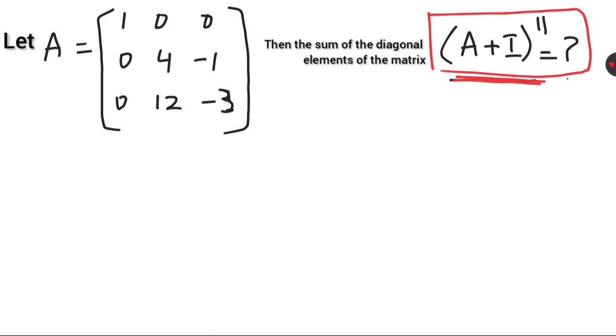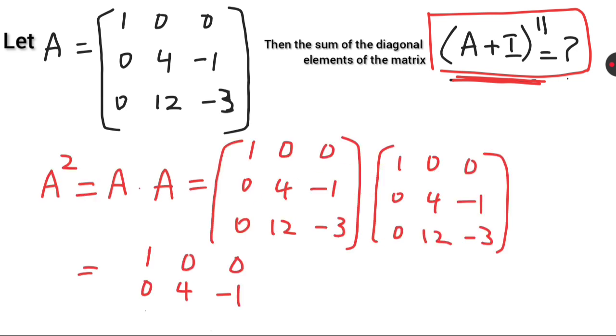So we need to find this matrix and do the sum of all the diagonal elements. That we need to do. Let's see how to solve this. What they have given is that A is a 3 by 3 matrix. First, let's observe what A power 2 is. That means we have to do A times A.